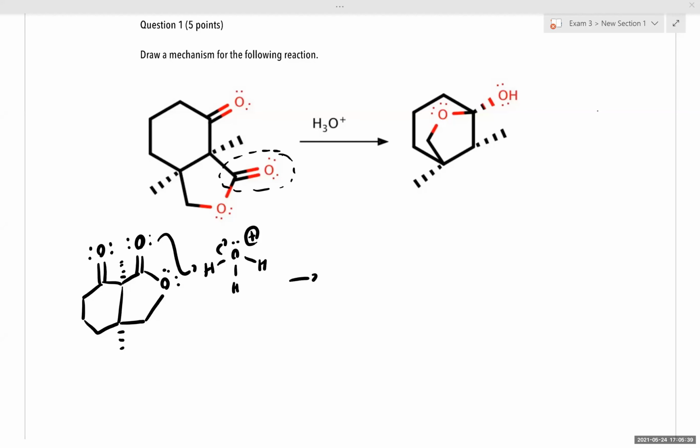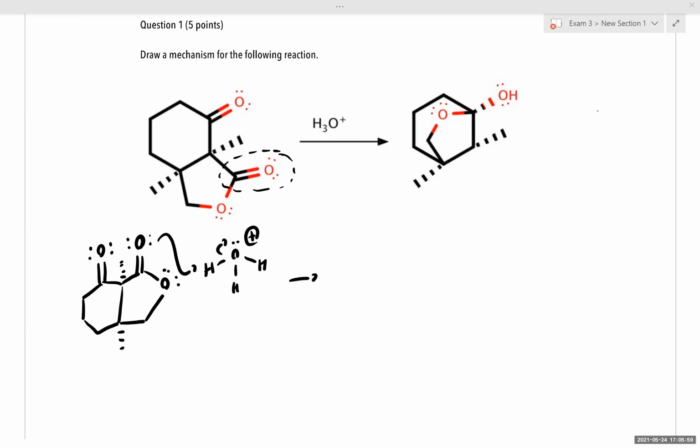So we're going over Chem 113 Exam 3. Starting with question 1, we're asked to draw a mechanism for the following reaction. In this case, we have this beta keto ester relative, except rather than an ester, we have a lactone. We treat it with aqueous acidic conditions.